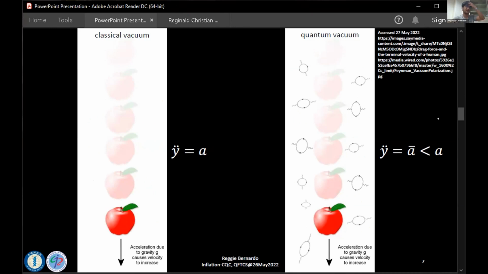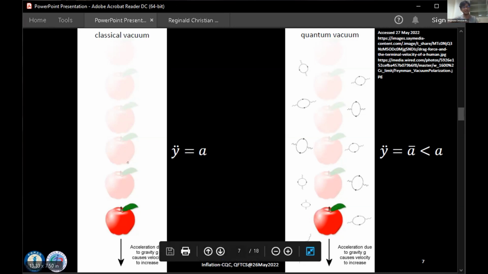So in the classical vacuum, for example, just imagine the apple falling here in free fall. Then there's a linear potential that is provided by a uniform gravitational field. So the classical background here is that uniform gravitational field, and in a classical vacuum, no particles at all, the acceleration of the background is going to be a constant.